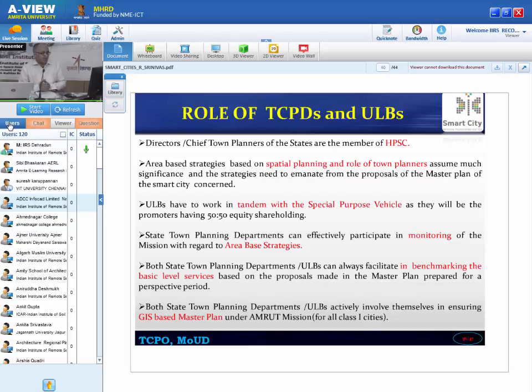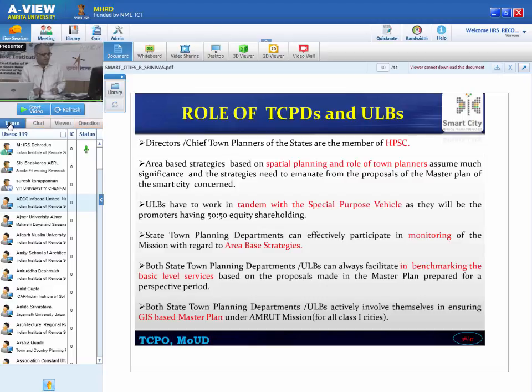And the urban local bodies will have to work in tandem with the special purpose vehicle. Special purpose vehicles have to be constituted, and ULBs will be having 50-50 equity shareholding. So they have to work together. It is not that the special purpose vehicle has been constituted and it will work on its own. ULB and special purpose vehicle will have to work together in order to make this mission successful.